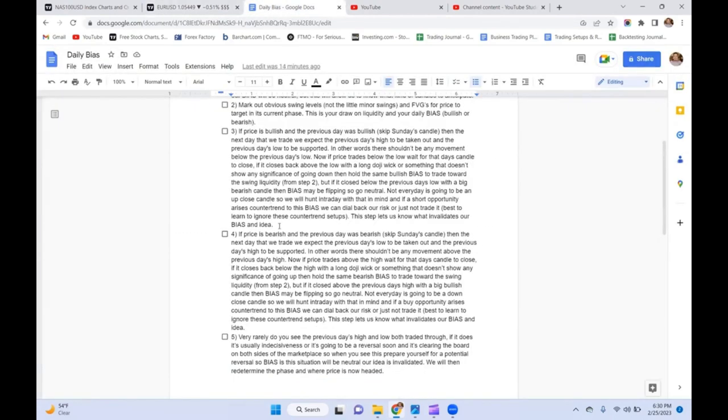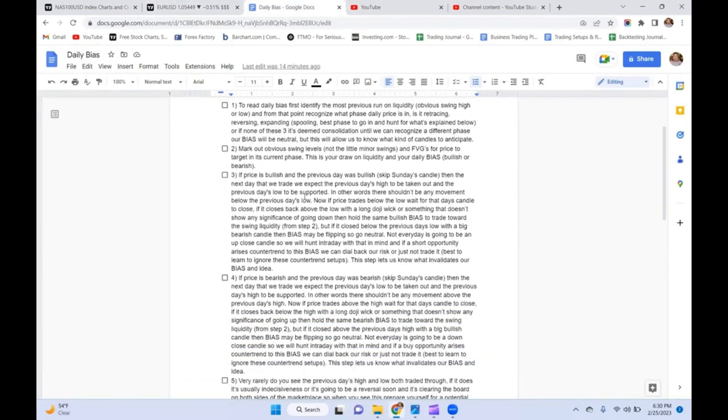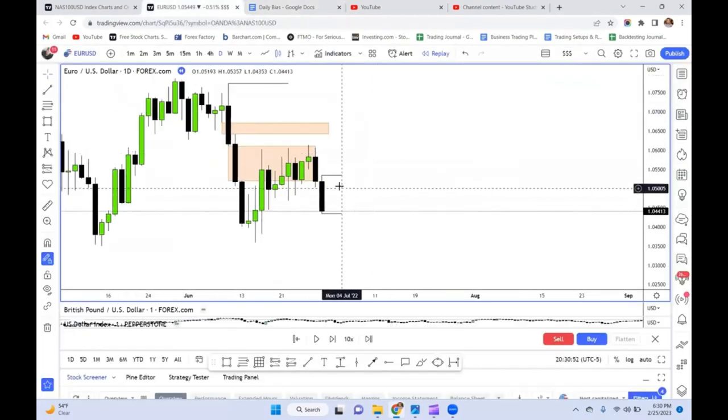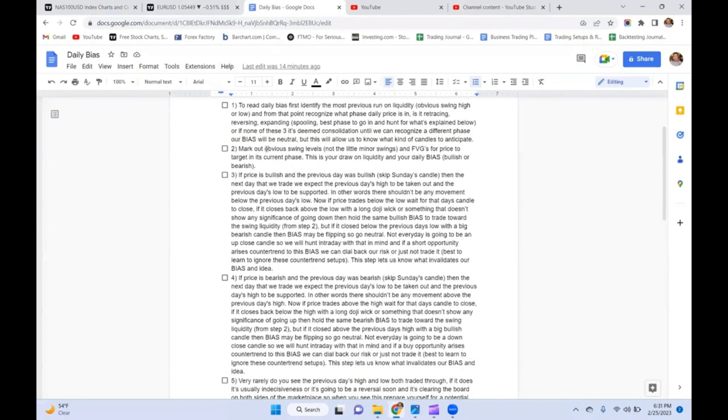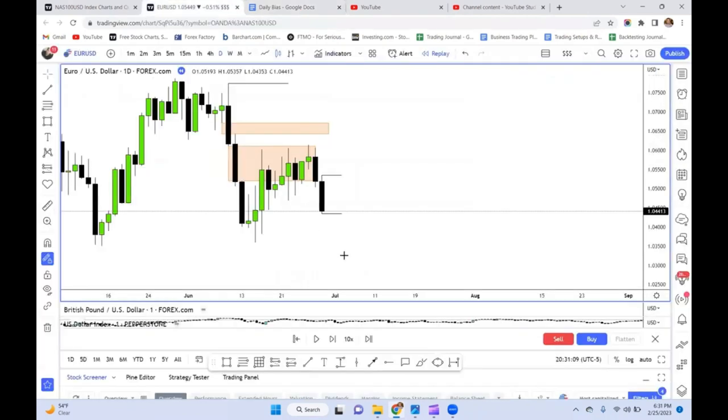And now we are redetermining that this is in an expansion phase, expanding, which is spooling. And this is actually the best phase to go in and hunt what I've explained to you here. So right now, our bias is now bearish, since it is expanding to the downside, it is spooling to the downside. So we want to mark out obvious swing levels and fair value gaps for price to target in its current phase. This is your draw on liquidity and your daily bias.